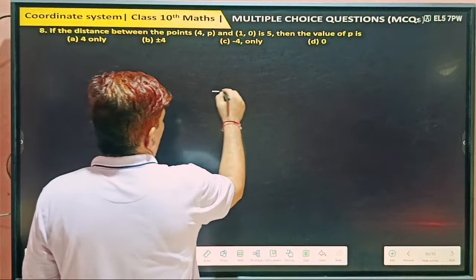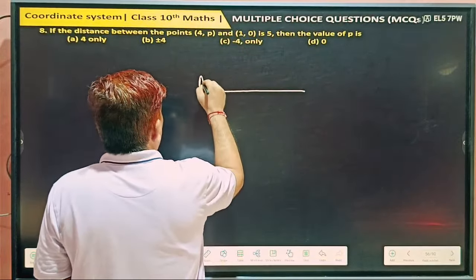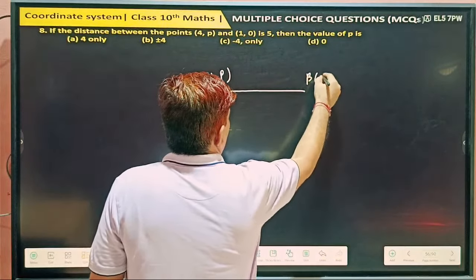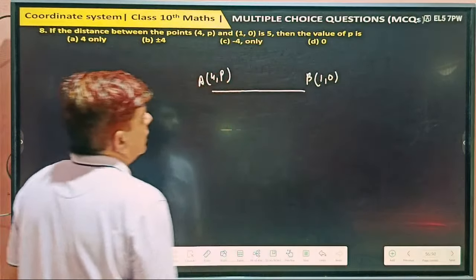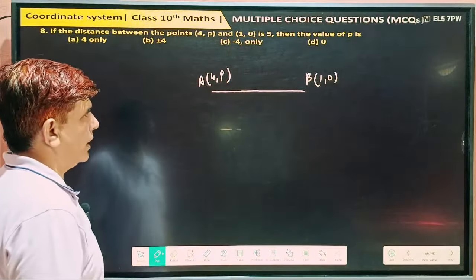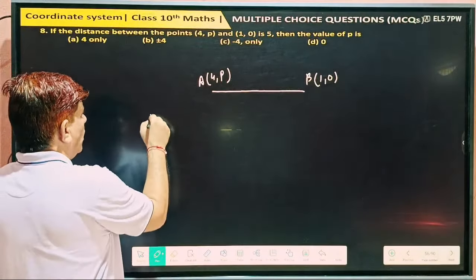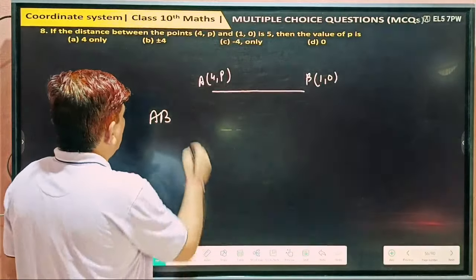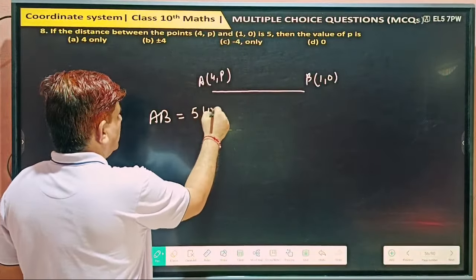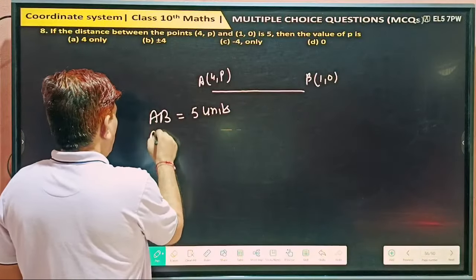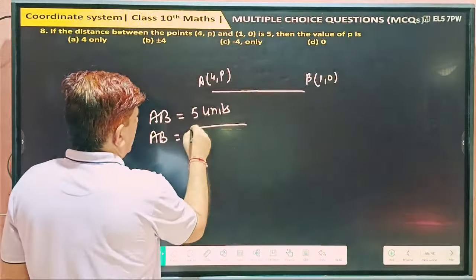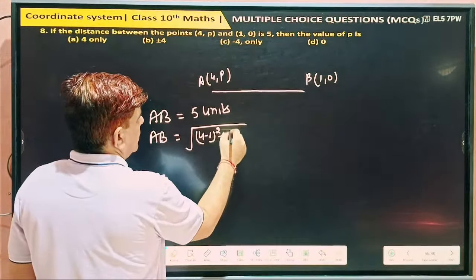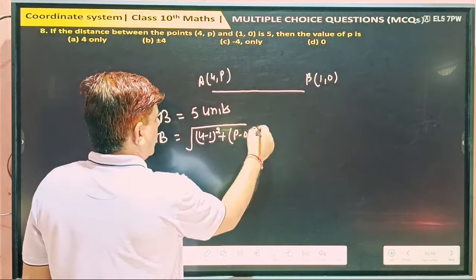We have taken A as (4, P) and B as (1, 0). We have to find the value of P. So AB is equal to 5 units. And AB, according to this, is under the root (4 minus 1) whole square plus (P minus 0) whole square.